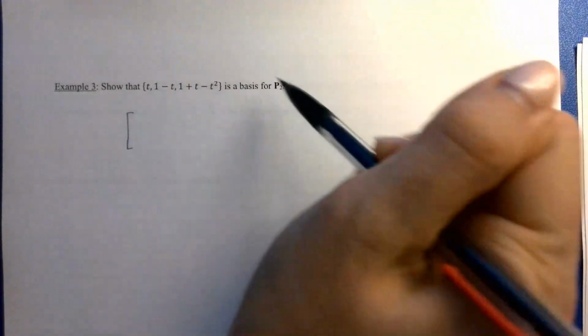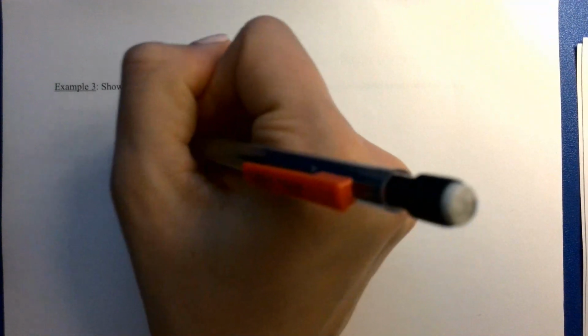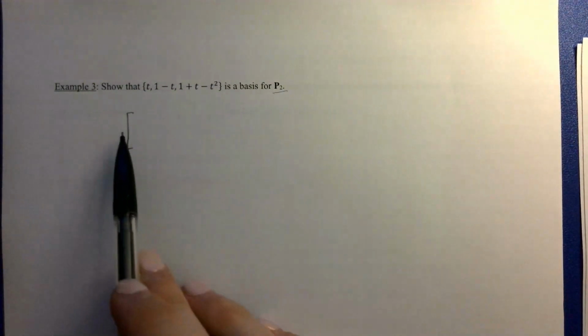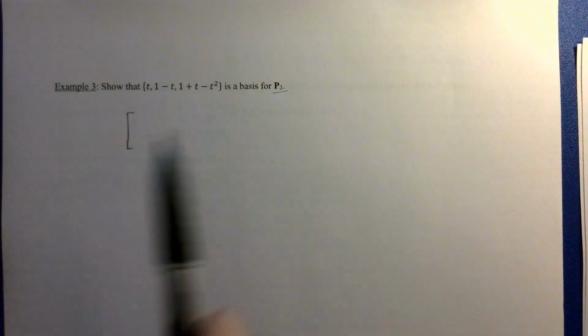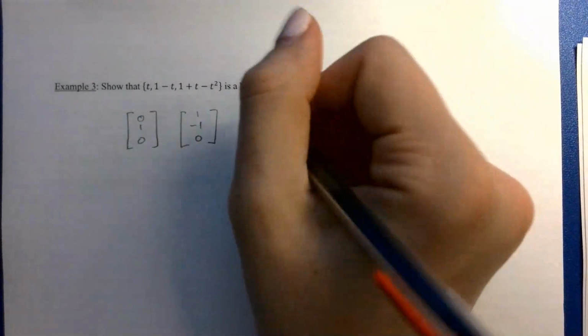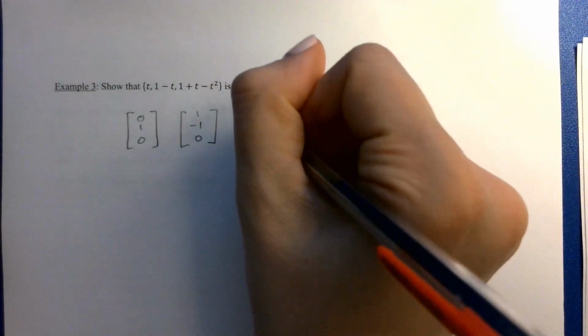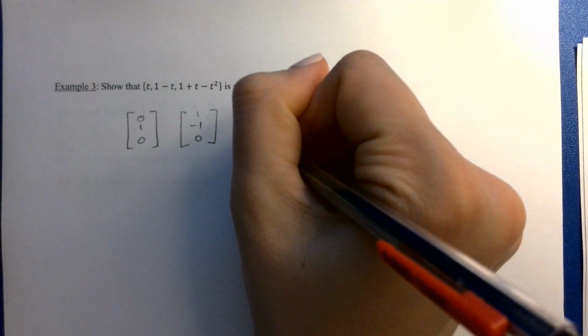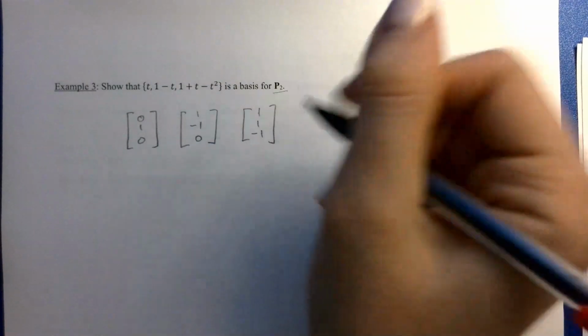Since I have polynomials of at most degree 2, I'm going to need 3 entries: 1 for the constant, 1 for t, and 1 for t squared. So my first vector for the polynomial just t would be 0, 1, 0. My second vector for the polynomial 1 minus t would be 1, negative 1, 0. And the last one would be 1, 1, negative 1.